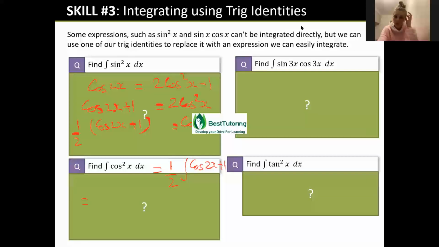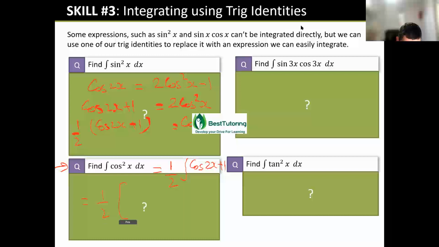Which one are we doing now? Cos square x. We are doing this one. I use the space from the top, but we are doing this one. So Yushi, help us how we can make a start, please. Did you differentiate the inside and get 1/4 outside? Yes. And so sine 2x over 2 plus x, right? Is that what we get?